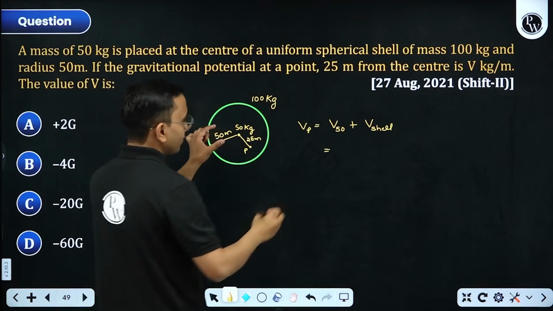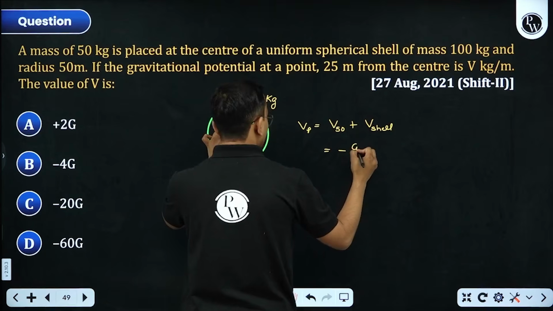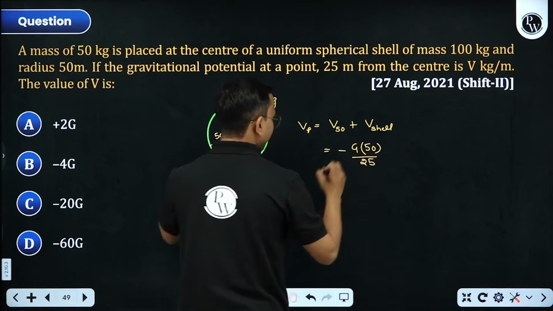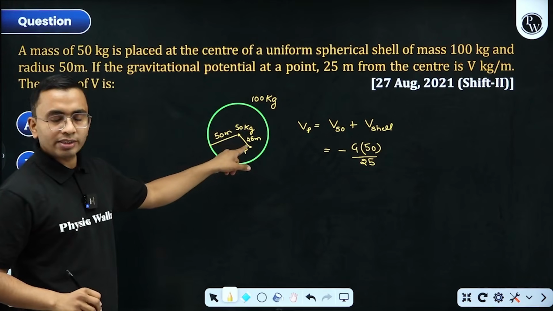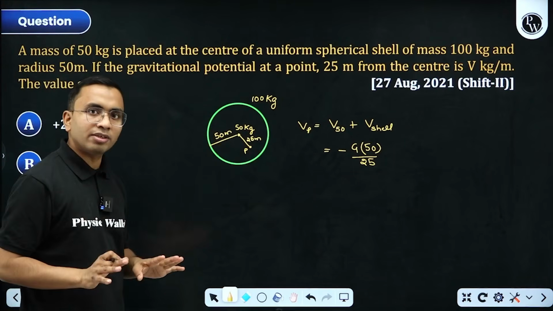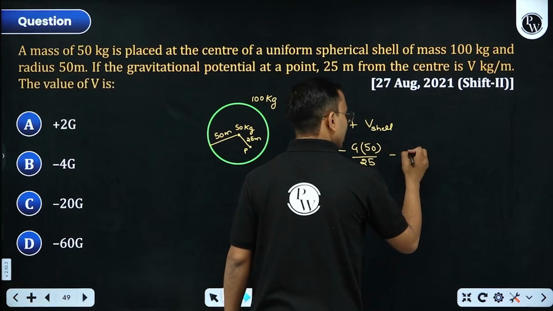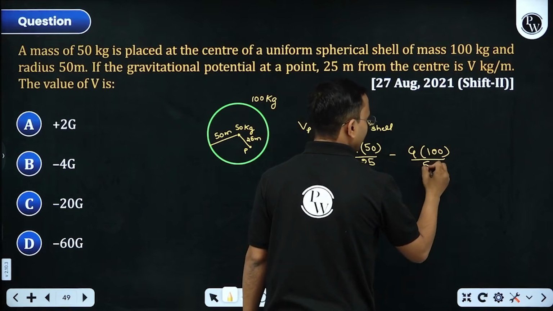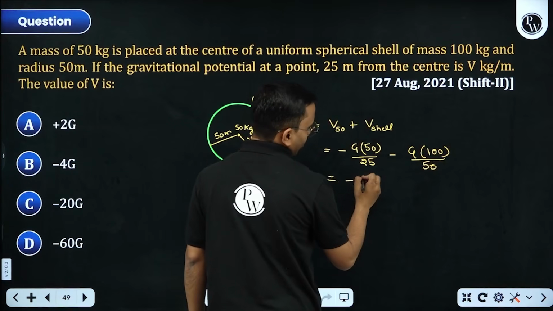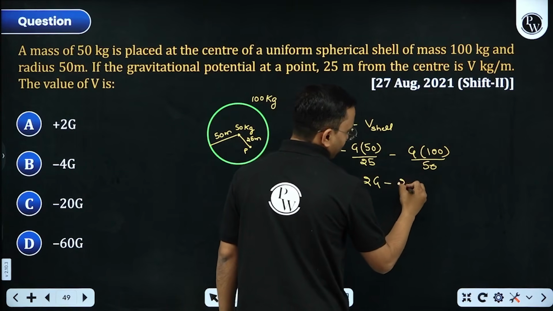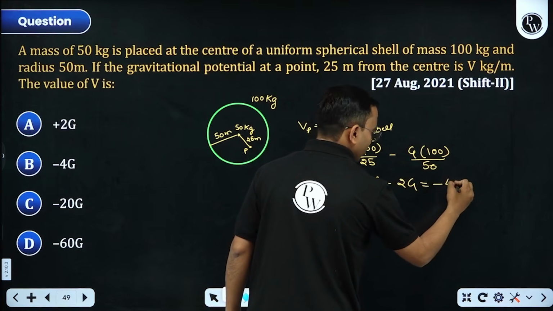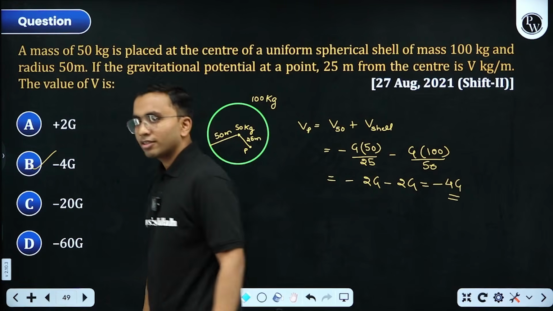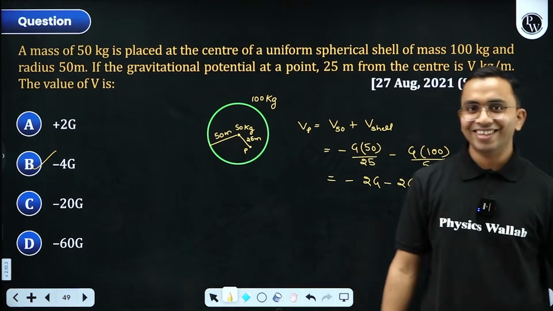Due to 50 kg mass, if I write, what is that? Minus G into M 50 divided by R, distance is 25. Due to this shell, this point is inside, the potential everywhere is same as that of the surface, minus GM by R. So minus G into M is 100 divided by the radius, which is 50. So this becomes minus 2G, minus 2G. So this is minus 4G. Yeah, this is 2021. Now we have 5G. Okay.